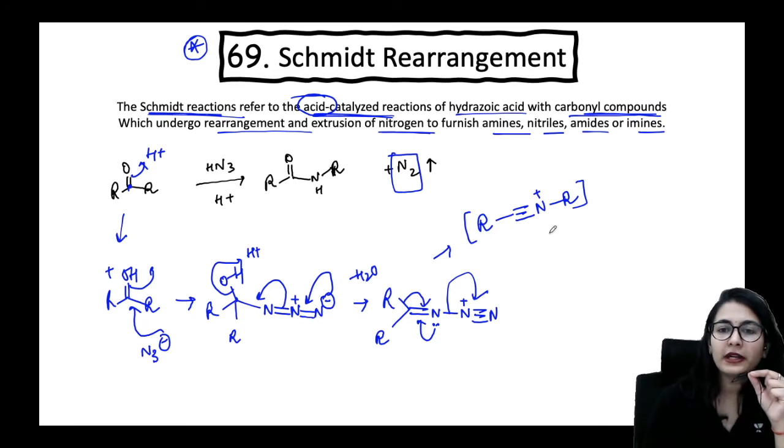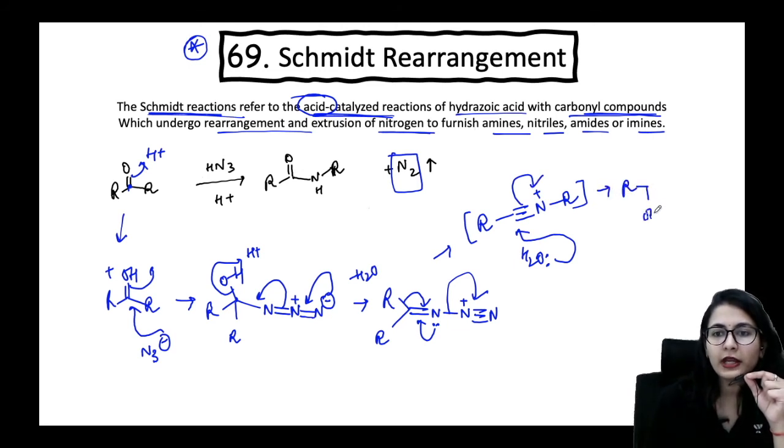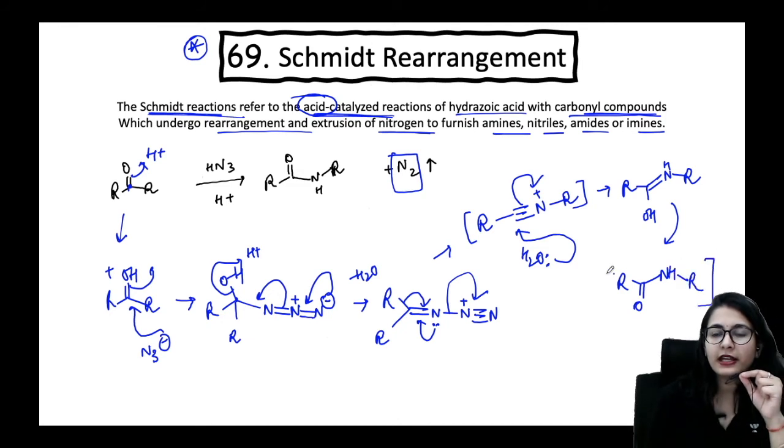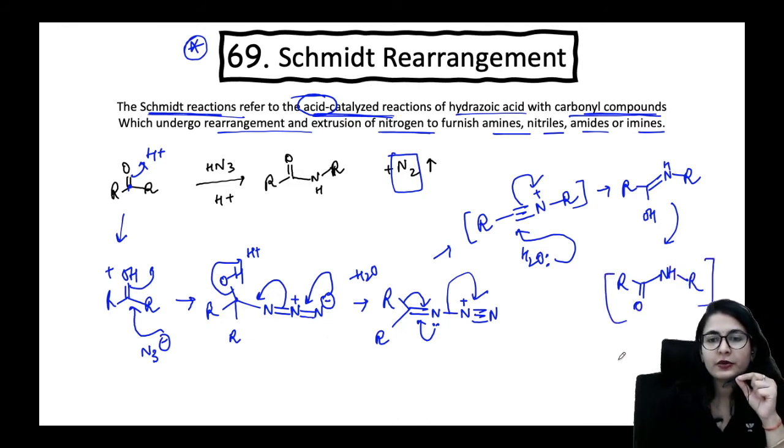Now depending on what your nucleophile is, let's say we are having water as the nucleophile. So what is that definitely going to attack? This carbon. And what do you get? You get OH, double bond, N, H, and R. Still a positive charge, so you are going to do the tautomerism. You get the N substituted amide, right? This is what you get, N substituted amide. This is your product.